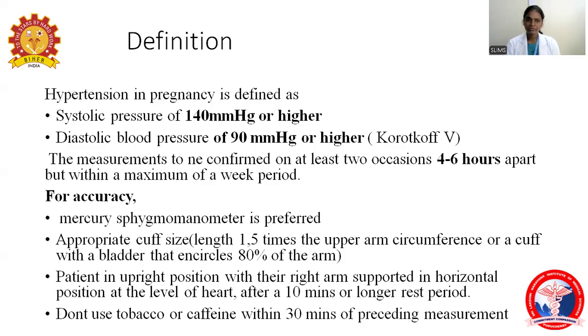So, coming to the definition, hypertension in pregnancy is defined as systolic BP of 140 mm of mercury or higher, or diastolic BP of 90 mm of mercury or higher. The measurement should be confirmed on at least 2 occasions, 4 to 6 hours apart, within a maximum period of 1 week. For accuracy, it's better to use a mercury sphygmomanometer, and the cuff size should be 1.5 times the upper arm circumference. The patient should be in an upright position with the right arm supported in a horizontal position at the level of the heart, after a rest period of 10 minutes or longer, and should not use tobacco or caffeine within 30 minutes of the preceding measurement.